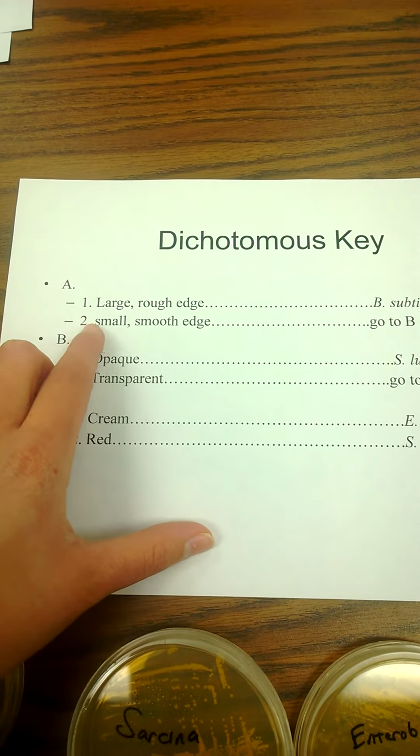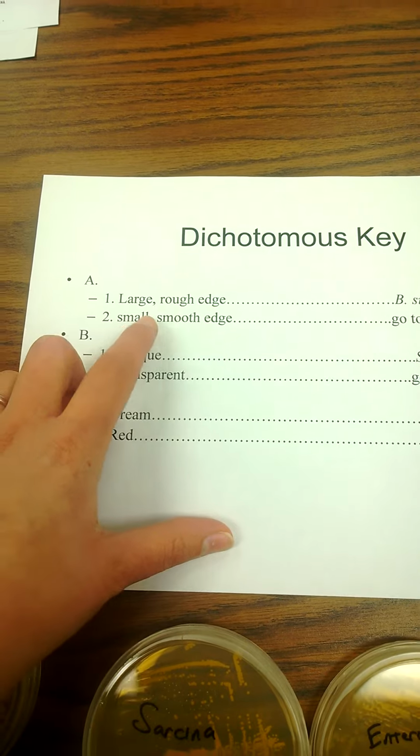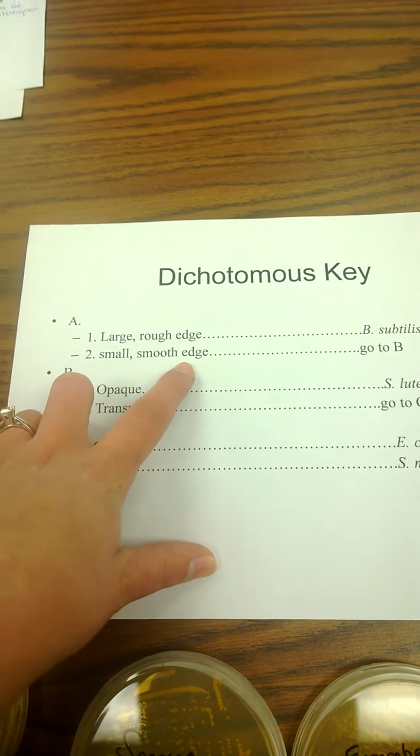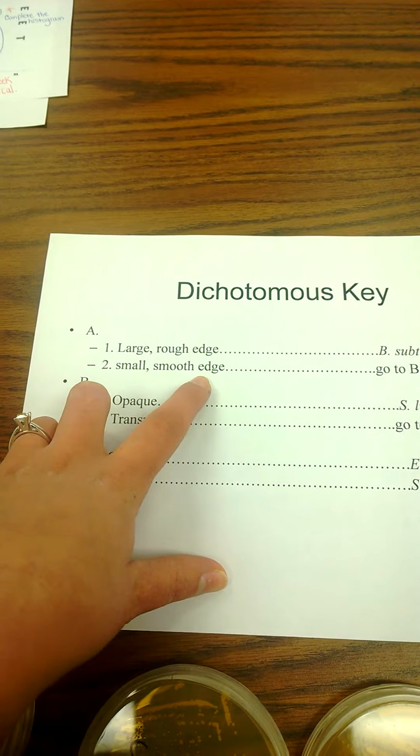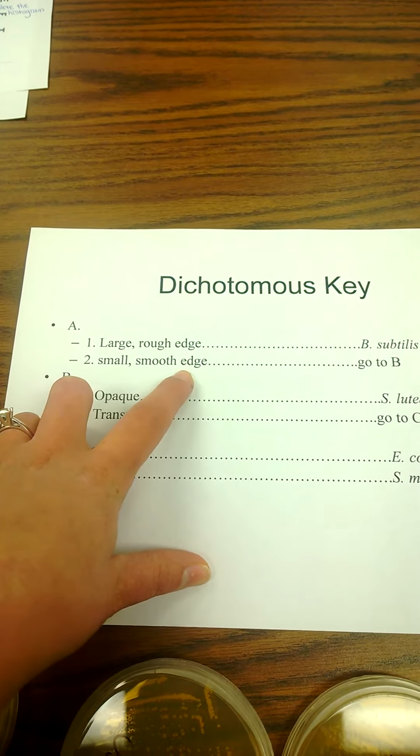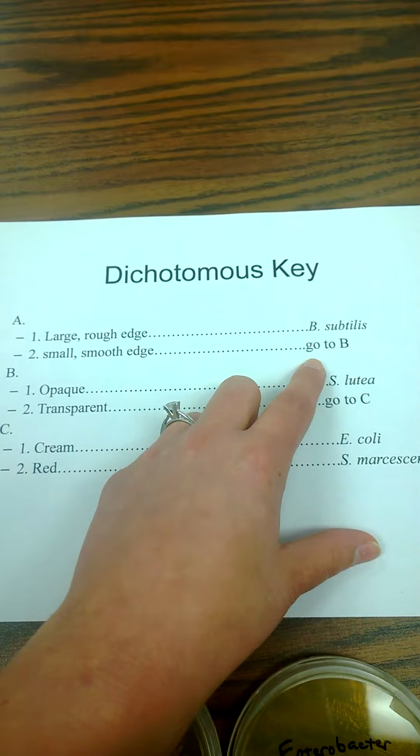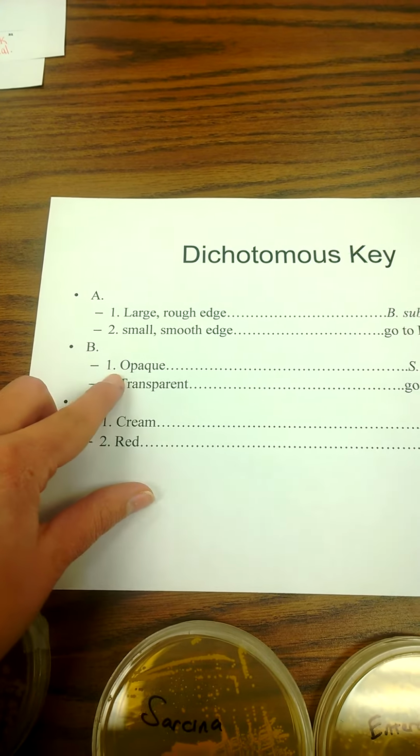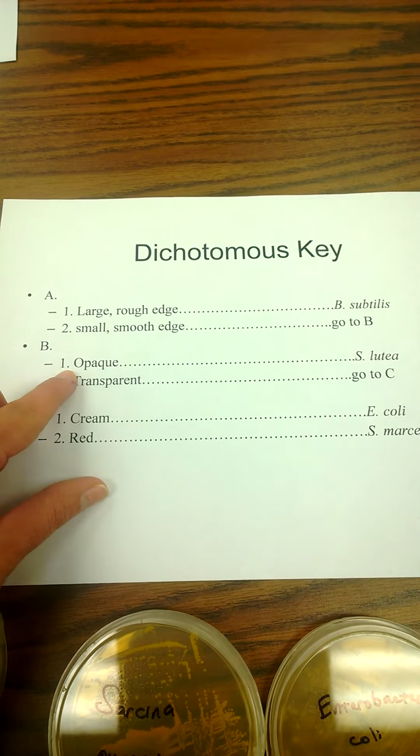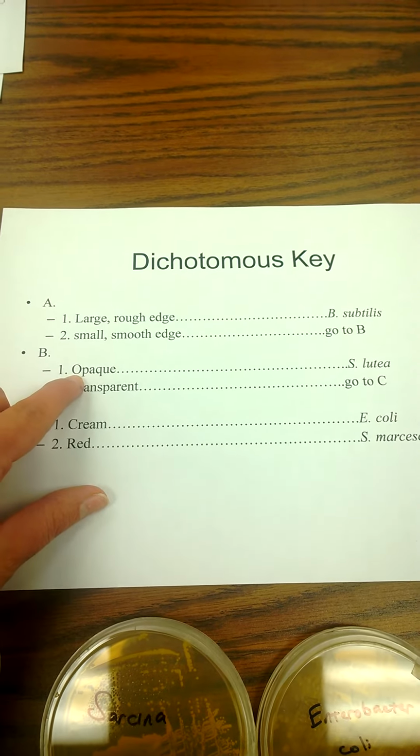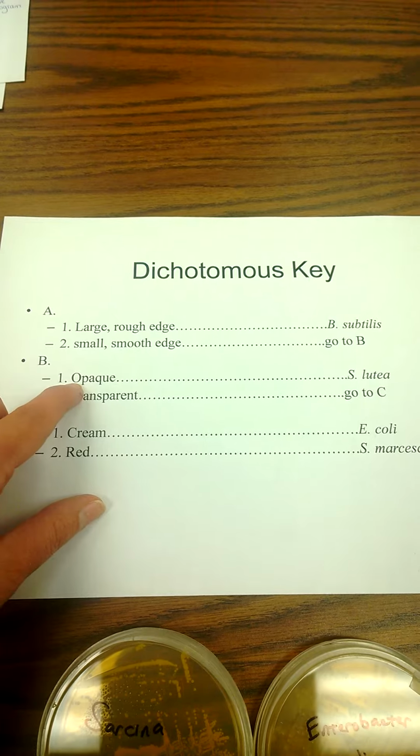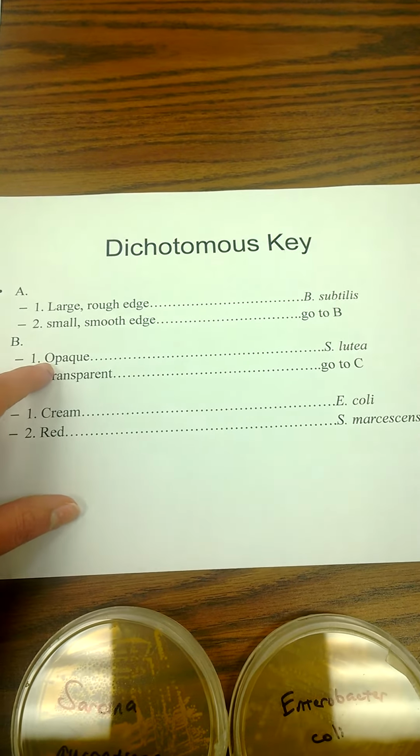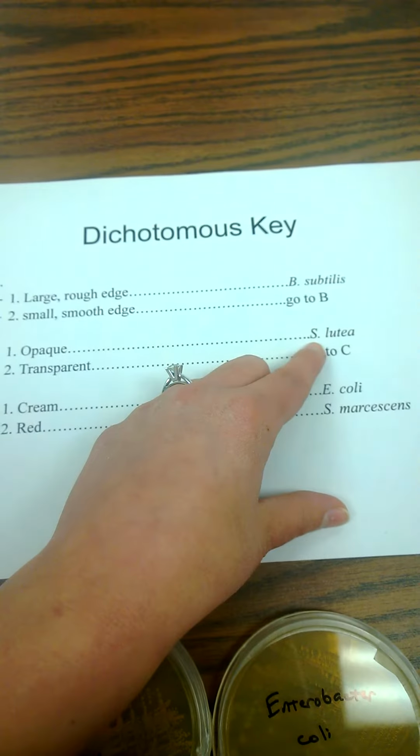Number 2 says, is the colony small and does it have a smooth edge? If the colony is small and has a smooth edge, it says go to B. If we go to B and go to number 1, it says, is the colony opaque? Opaque means that you cannot see through it. If it is opaque, then we know it's Sarcina lutea.